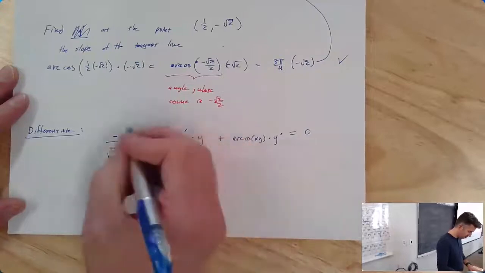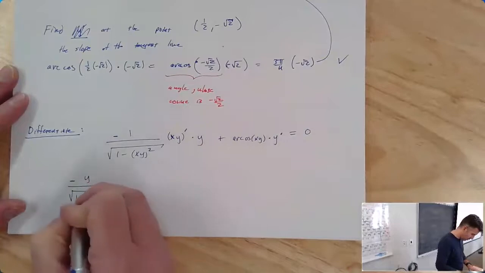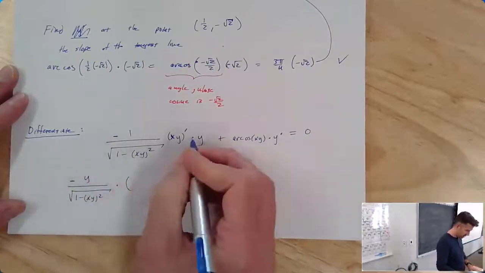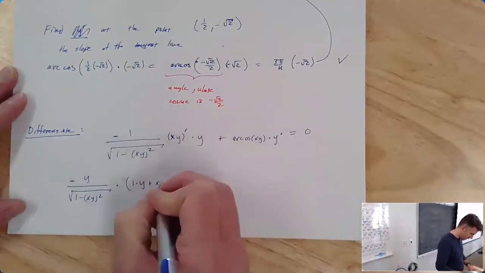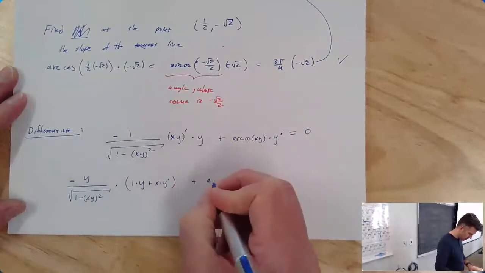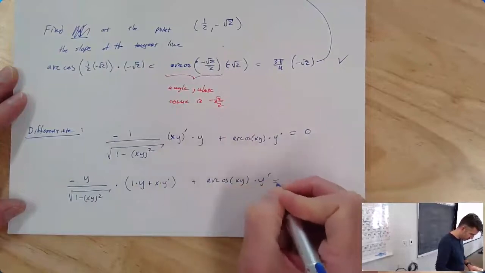So I'm going to write this as negative y over the square root of 1 minus xy squared times the derivative of xy, which is going to be product rule, 1 times y plus x times y prime, plus still arc cosine of xy times y prime.